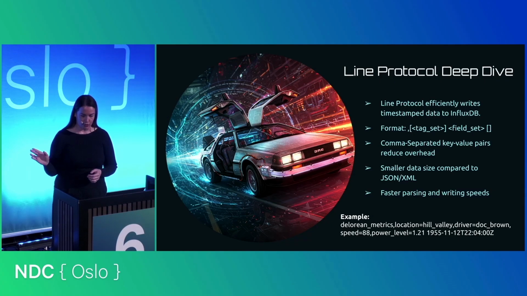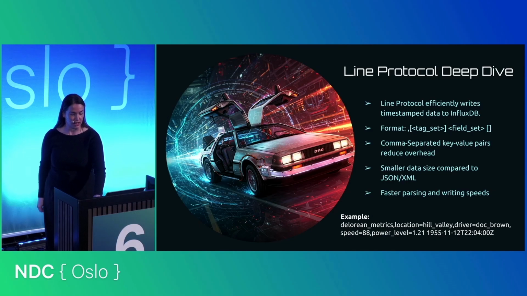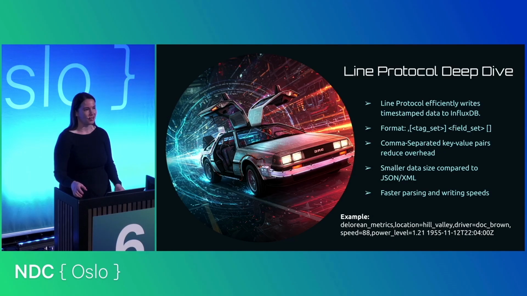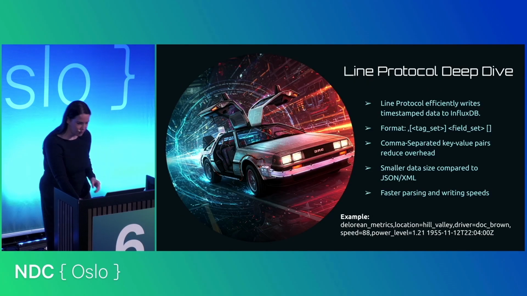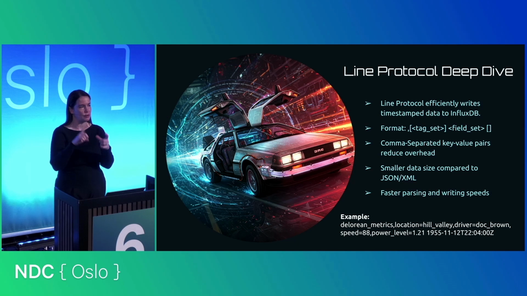So let's look at the example. The single line contains the measurement name, location, and driver tags, the speed and power level fields, and of course, a precise timestamp. Compare that format to just the equivalent JSON, which would be much more verbose. It would just be a lot longer. The efficiency becomes pretty important at scale, depending on how often you're writing it. The last piece of code that I wrote pushed things in every 100 milliseconds, so you can do the math from there.